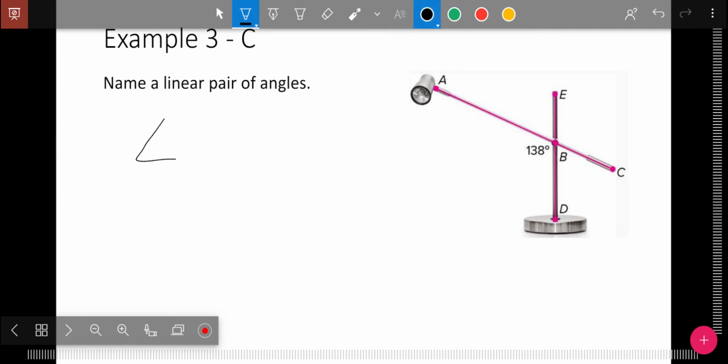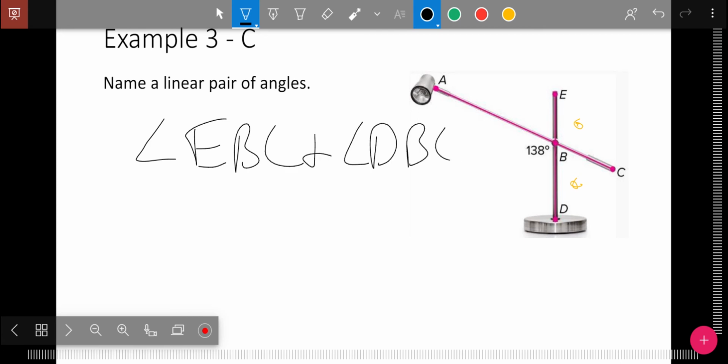And so I'm going to say angle, just because every other time I've used the one that's on the left, let's use the one on the right here. So I'm going to say this one and this one. All right. And so angle EBC and angle DBC. Or I could have named it CBD. I could have named the first one CBE. Right. Again, it wouldn't be wrong if you stayed on the other side.